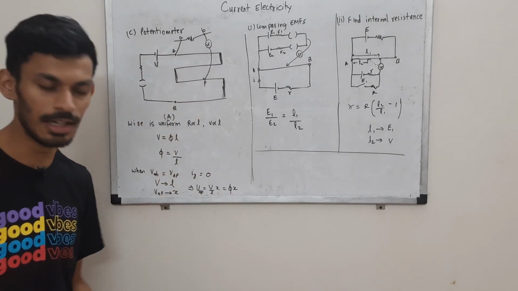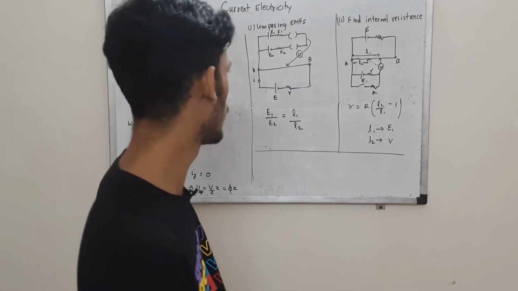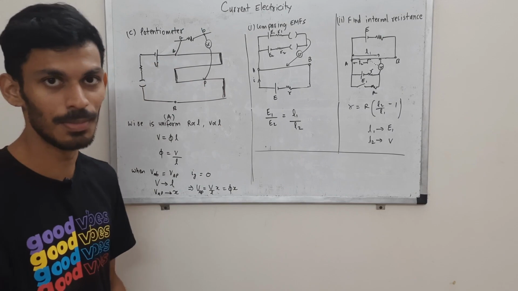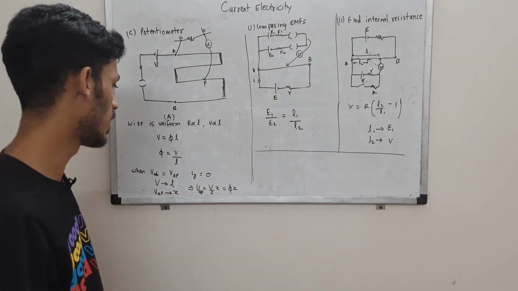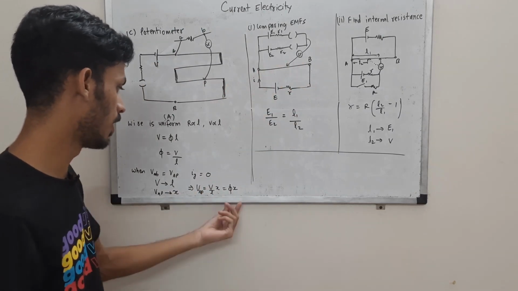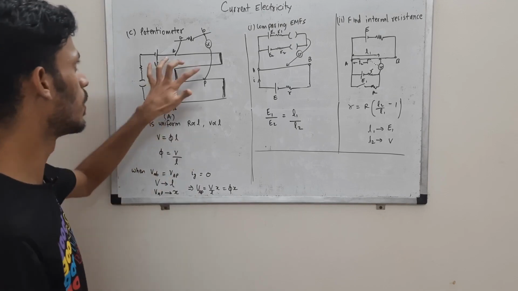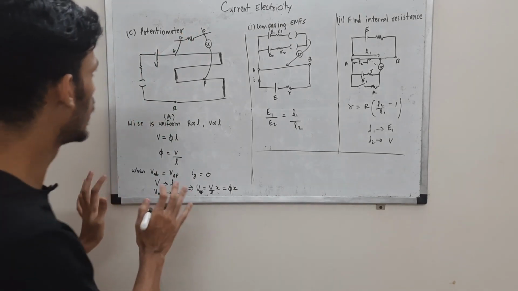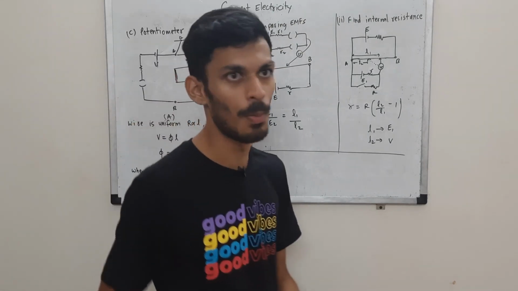X you will determine experimentally. You can also find it theoretically using different means in other circuits, and phi times X will give you the potential drop across the element. So that is how you measure potential using a potentiometer.